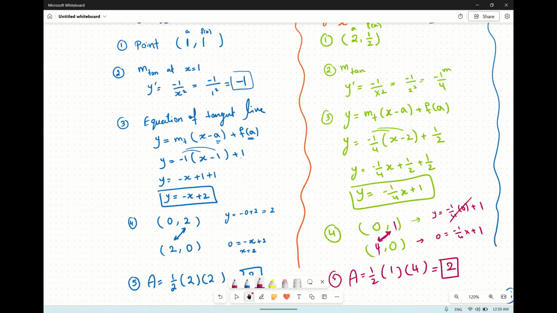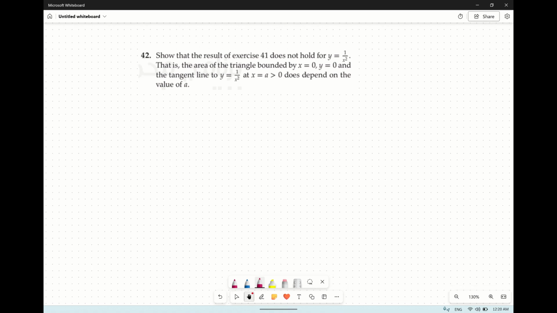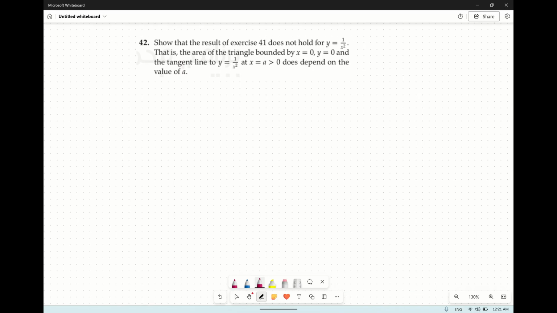Okay, now in question 42, they are telling us, show that the result of exercise 41 does not hold for y equals 1 over x squared. That is, the area of the triangle bounded by x equals 0, y equals 0, and the tangent line to y equals 1 over x squared at x equals a does depend on the value of a. So now they are telling me, do the same thing that you just did, but this time you are going to show that the area is not going to be the same. So I will repeat the same steps.